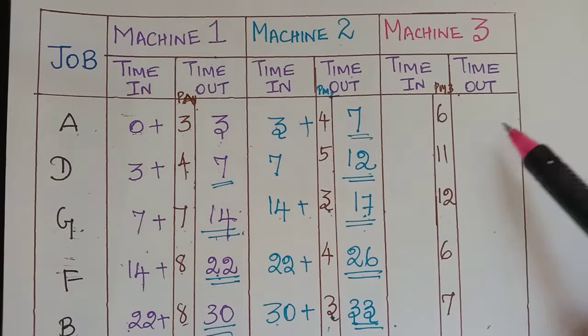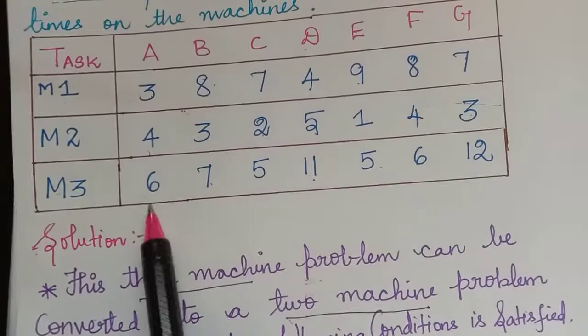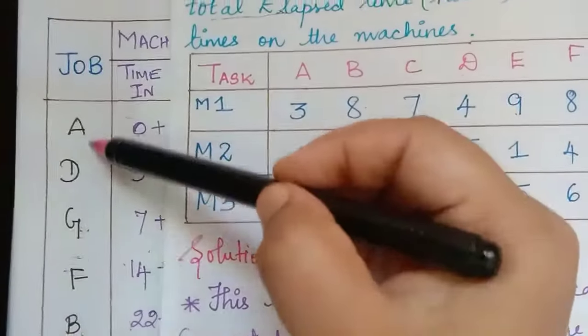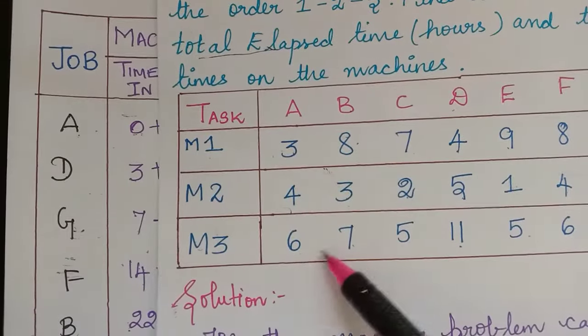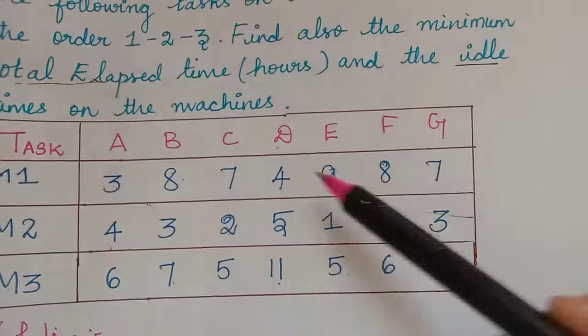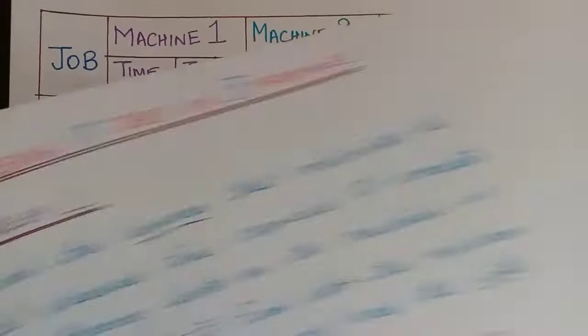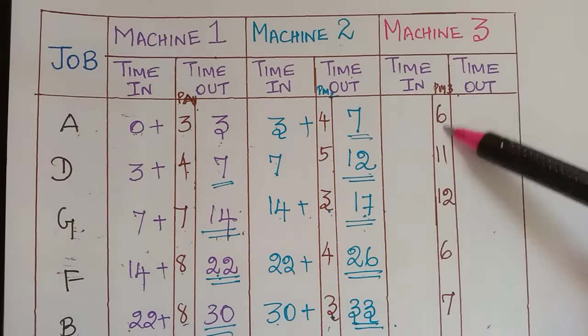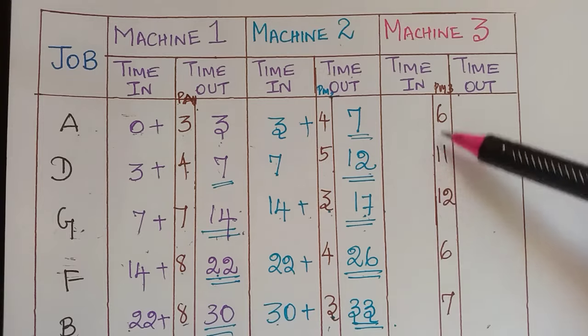In a similar way, I have written the processing times of machine 3, according to the order of these jobs. For A it is 6, so I have written 6 here. For D it is 11, so I have written 11 here. For my convenience I have written this. Okay, now let us do it in the same way.